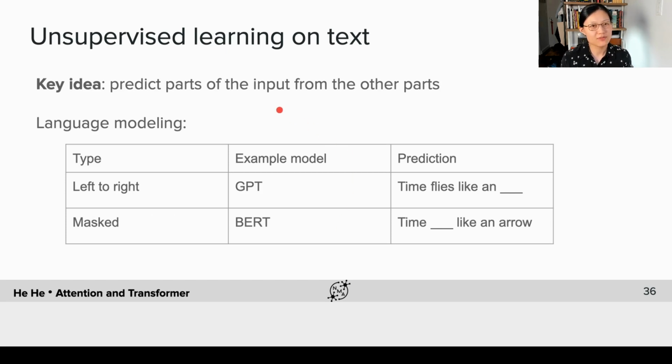In unsupervised learning, we don't have any labels to form our prediction task. So instead, the key idea here is to predict parts of the input from the other parts. Let's consider the language modeling task. One way to formulate the prediction problem is to predict the future from the past, or left-to-right language modeling. So here we have a prefix, "time flies like," and a blank, and we want to predict the next word. The other type of language modeling is masked language modeling, where we hide one word in a sentence and predict that word from the neighboring words. Both can be used for pre-training. For example, GPT is a model that's using left-to-right language modeling, and BERT uses masked language modeling.